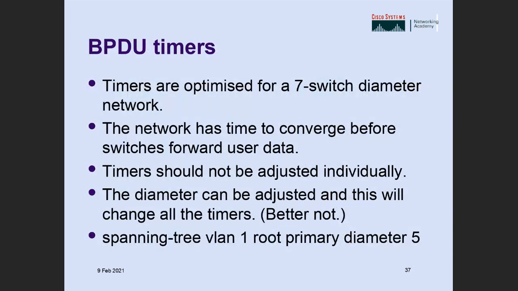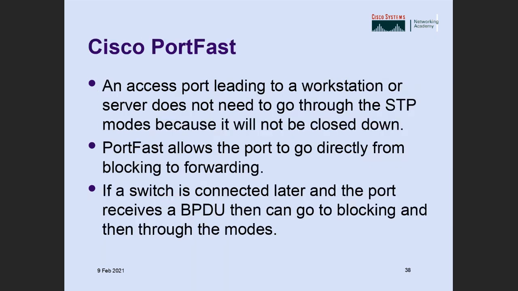Bridge protocol data unit timers are optimized for a 7-switch diameter network. That way the network has time to converge and decide who's the root and fix all the loops that might exist before forwarding data. So this is not at the CCNA level. We better not mess with these timers. There are commands to adjust these, but we shouldn't do this. If I change the command spanning-tree vlan 1 root primary diameter 5, I shouldn't be doing that. I'm just a CCNA. I better leave that to the CCNP or CCIE engineers to determine if that's necessary. Out of the box, they're going to work just fine, optimized for a 7-switch diameter. We normally don't need to change those.